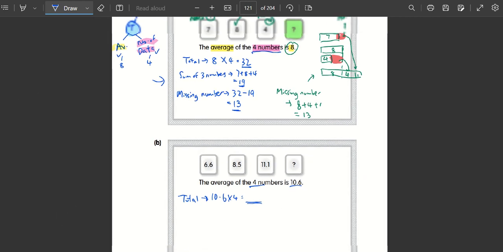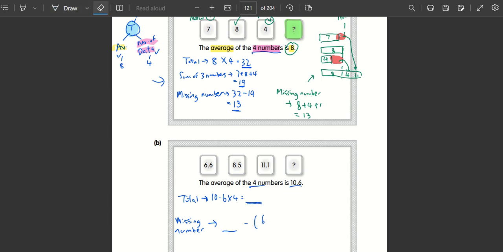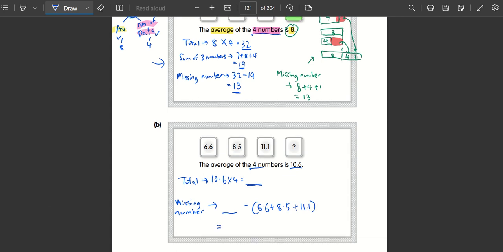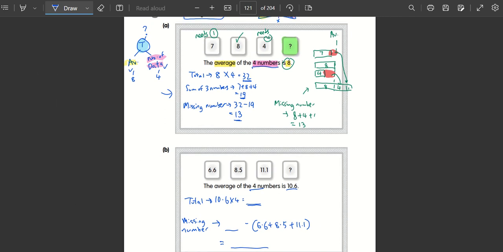And then I add up the remaining numbers, or I can just go straight away to get to the missing number. That is this total, subtract by the sum of, this is a bracket here. Pardon my handwriting, it's a bit hard to write on screen. Okay, bracket 6.6 plus 8.5 plus 11.1. Okay, then I'll get the answer, the missing number. So maybe this idea of step by step is going to be easier than sharing out.